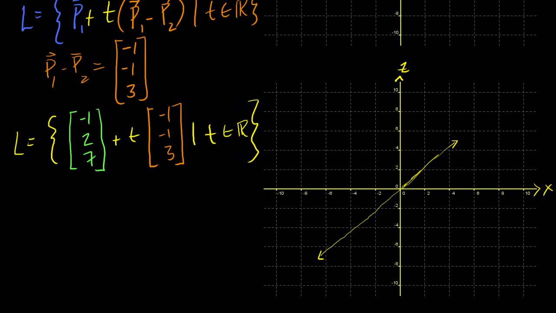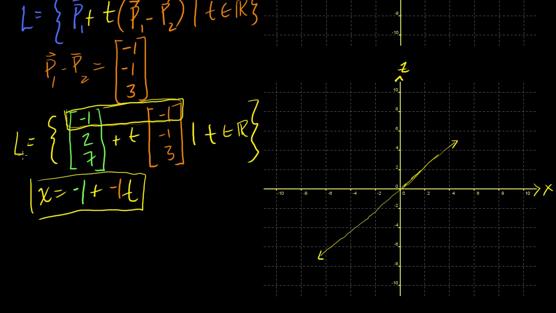The x-coordinate, just our convention, is going to be determined by this term right here. So we can write that x is equal to minus 1 plus minus 1 times t. That's our x-coordinate. Now, our y-coordinate is going to be determined by this part of our vector addition, because these are the y-coordinates. So our y-coordinate is equal to 2 plus minus 1 times t.